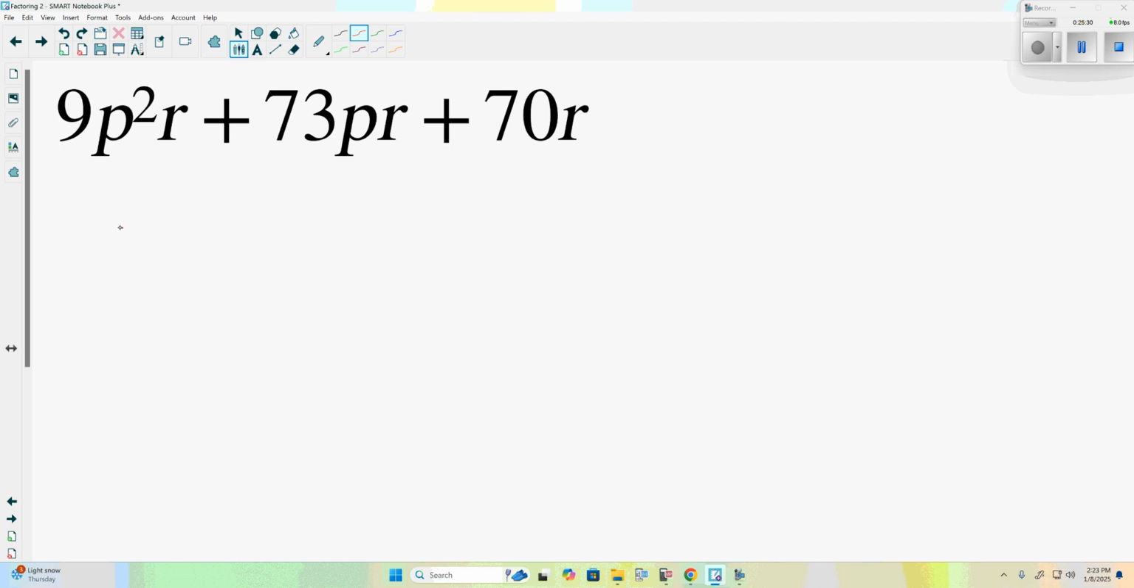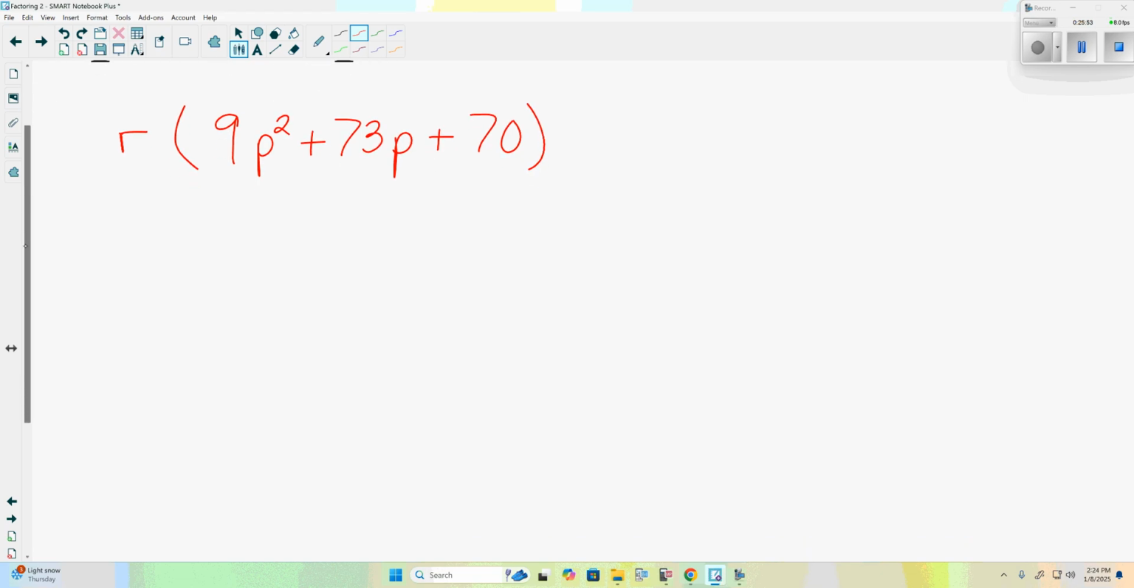But they do have a common factor of r, because they all have r in common. So the only thing we can actually factor out is r, leaving us with 9p squared plus 73p plus 70. The third term is positive, so the signs are the same and match the sign in the middle term. So we have plus and plus.